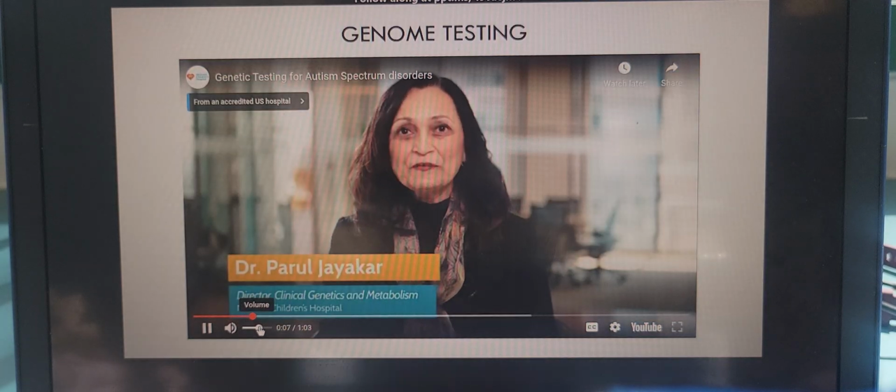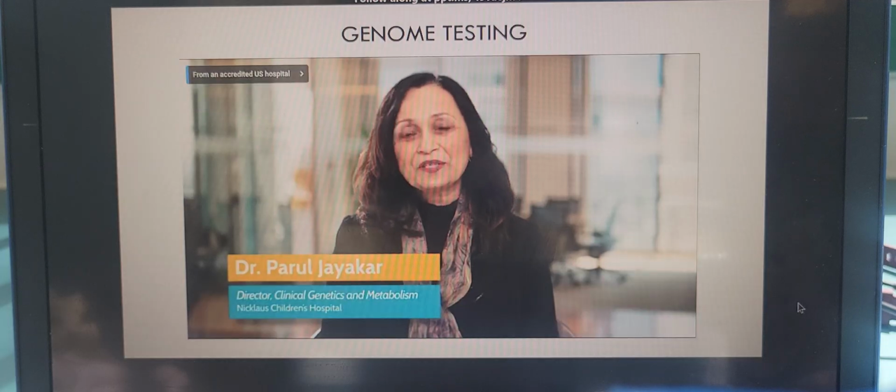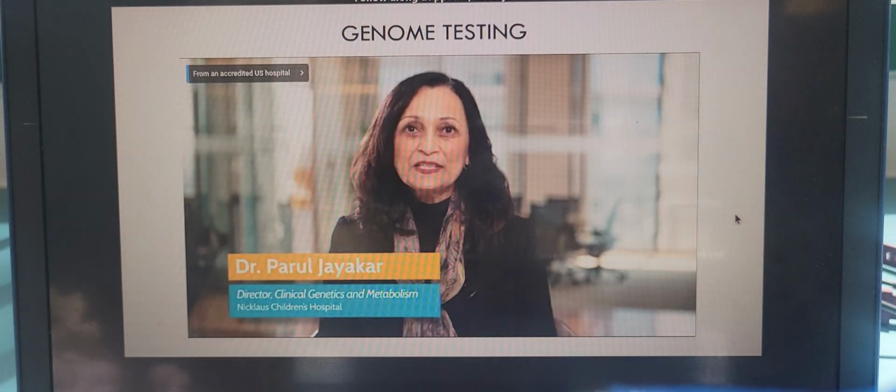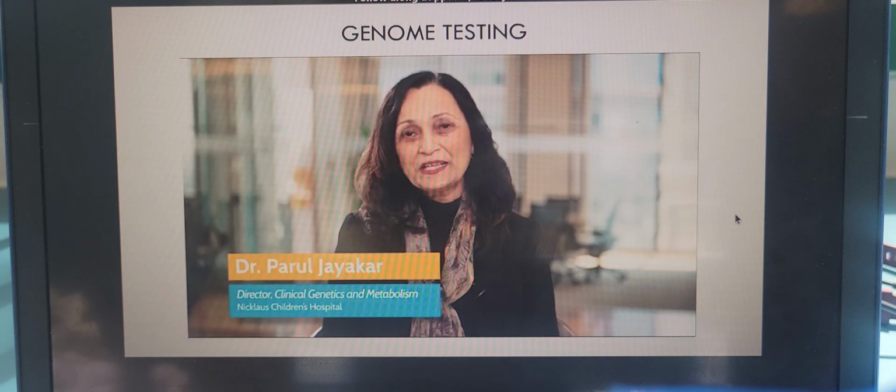Parul Jayakar, Chief of Division of Genetics and Metabolism and Director of the Neurogenetics Metabolic Program at Nicholas Children's Hospital.